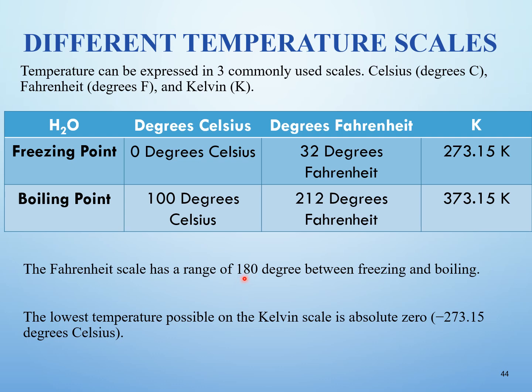Fahrenheit actually has 180. So what is 100 degrees in Celsius? It's actually 180 degrees in Fahrenheit. So it's completely different. We also have a special name. The lowest temperature possible on the Kelvin scale is called absolute zero. Absolute zero is negative 273.15 Celsius, and that equals 0 Kelvin.